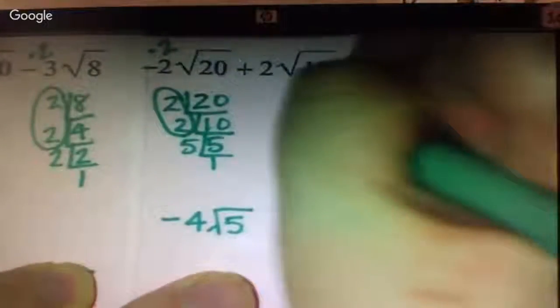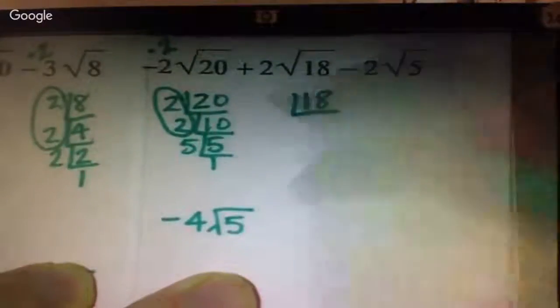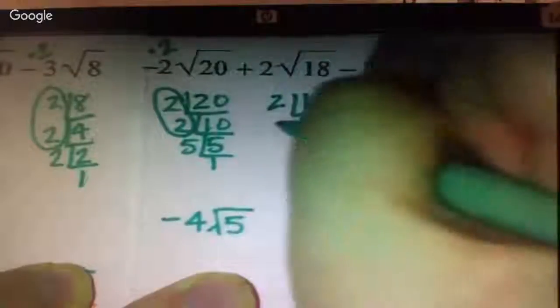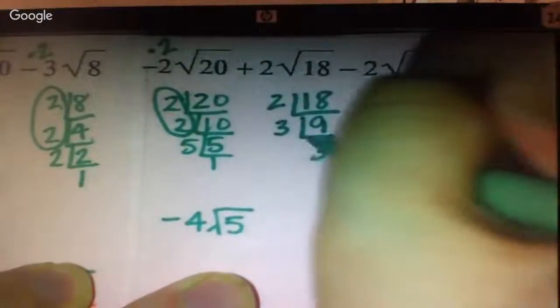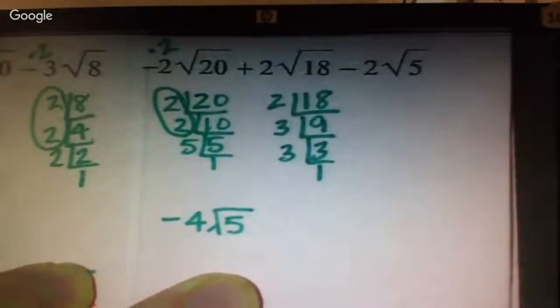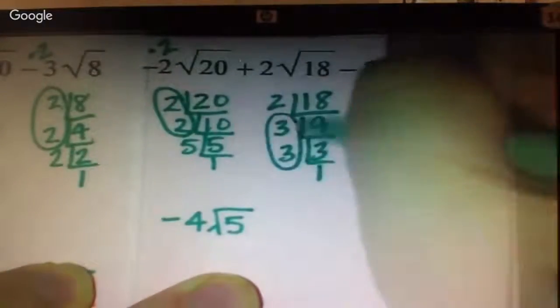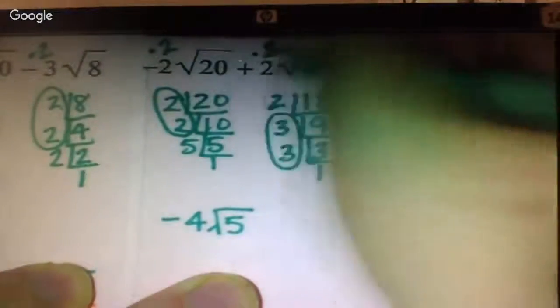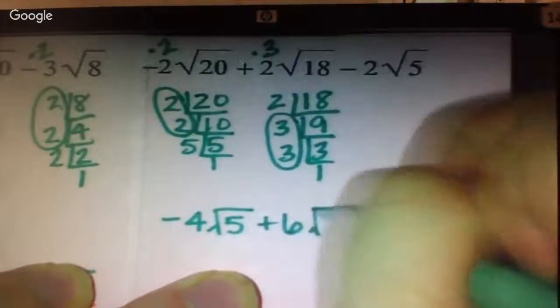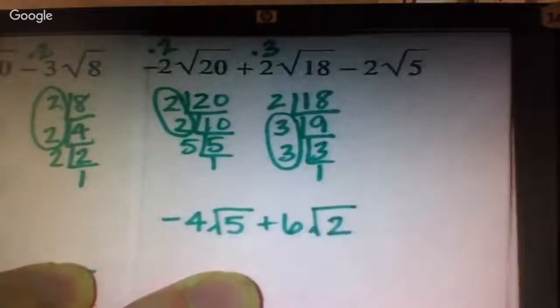Okay, we also need to break down 18. 2 and 9. 3 and 3, and 1. Group the 3s. That goes out front. I already have a 2 out there, so this becomes 6 square roots of 2.